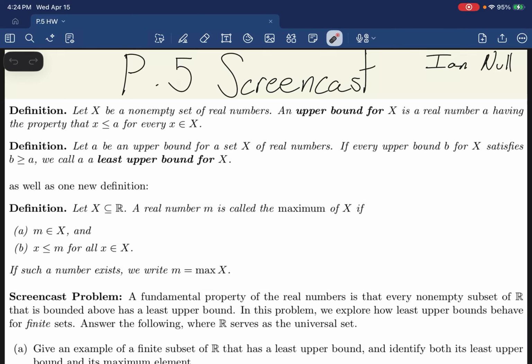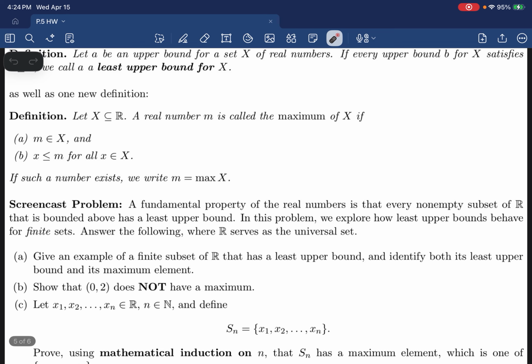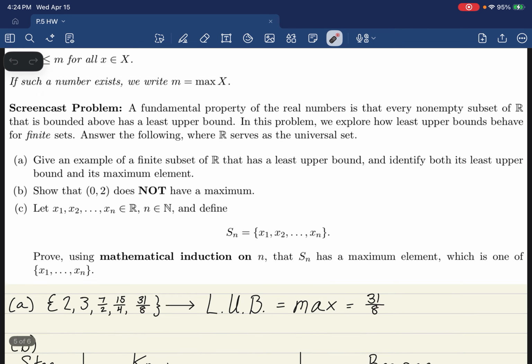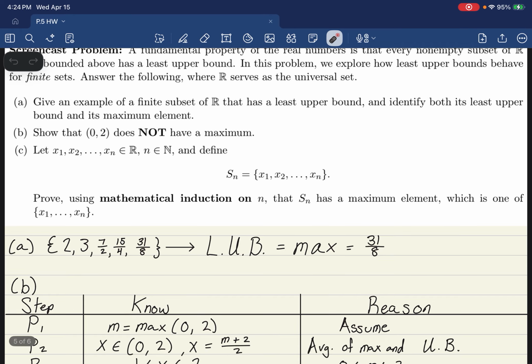We'll be working with the same couple of definitions of upper bound and least upper bound that we already had, but we'll be having one more definition of a maximum here. And we're going to start by giving an example of a finite subset of R that has a least upper bound, and identifying both its least upper bound and its maximum element.